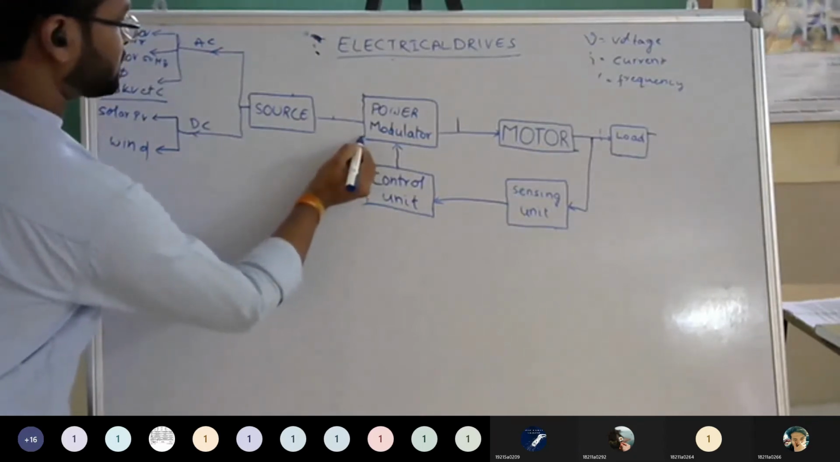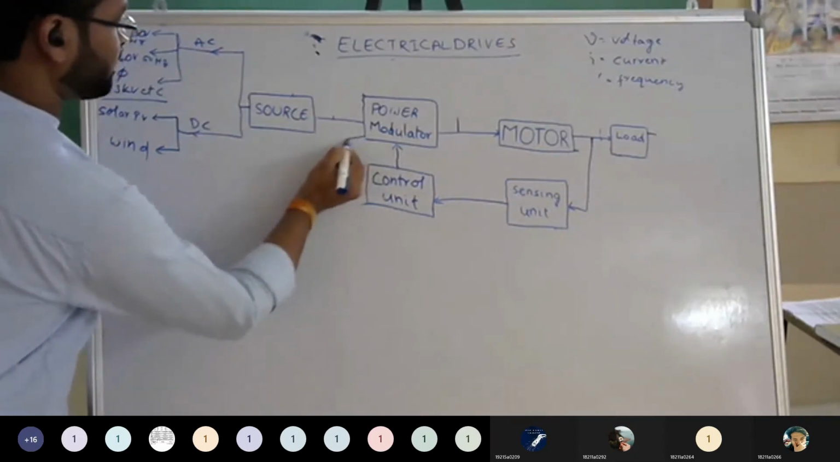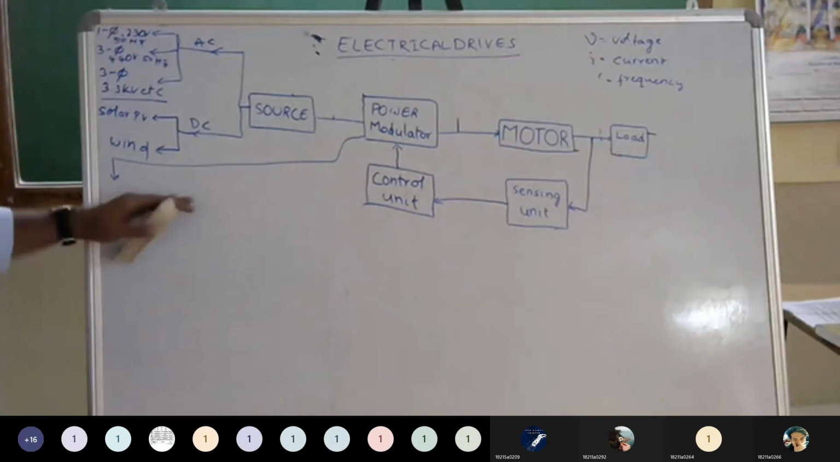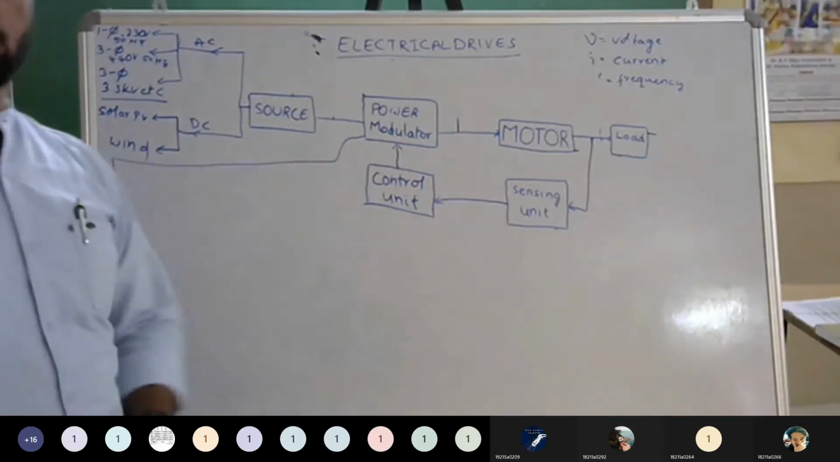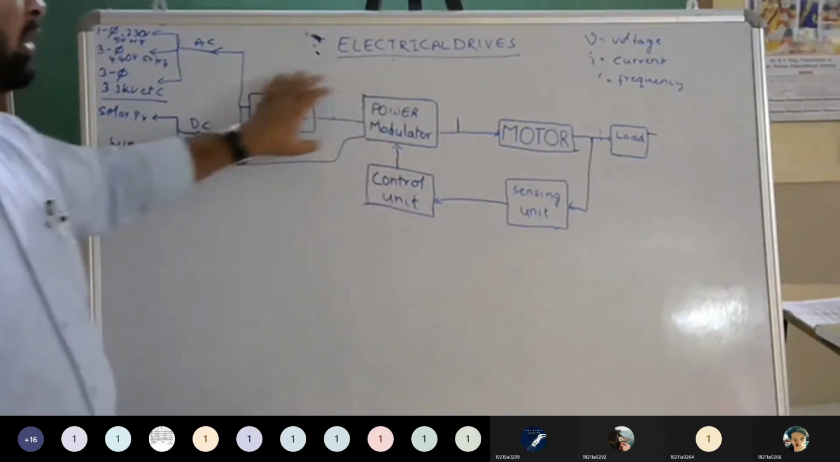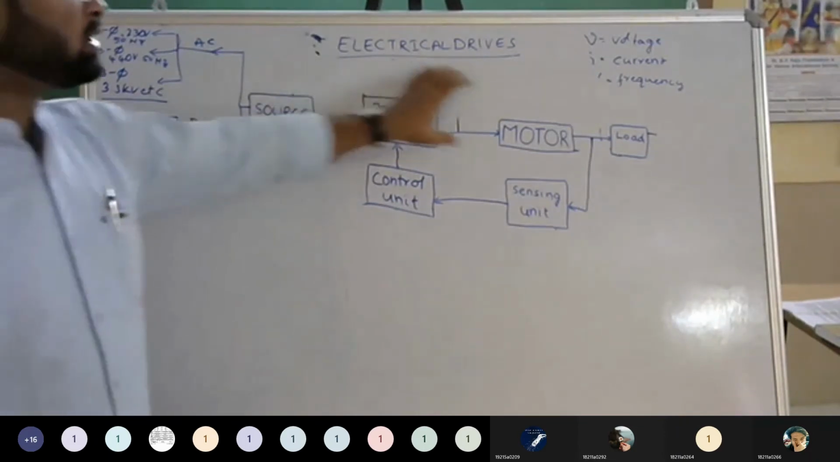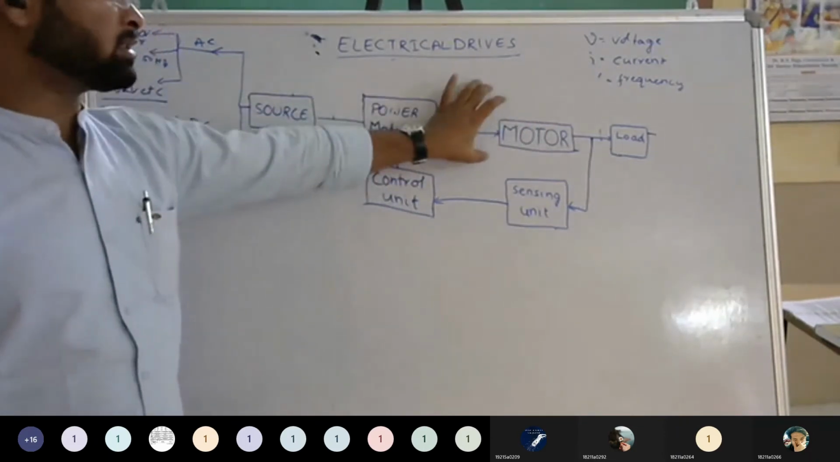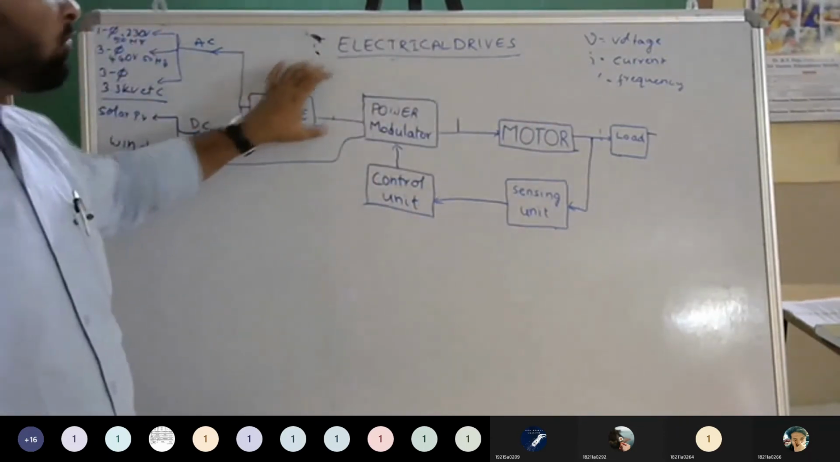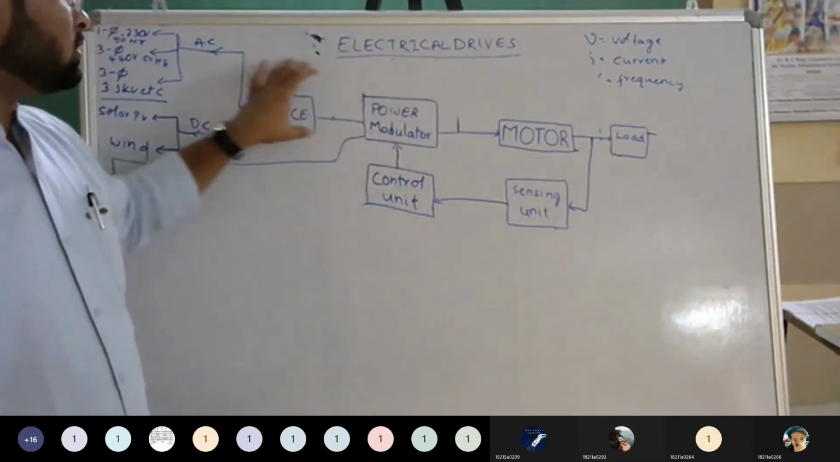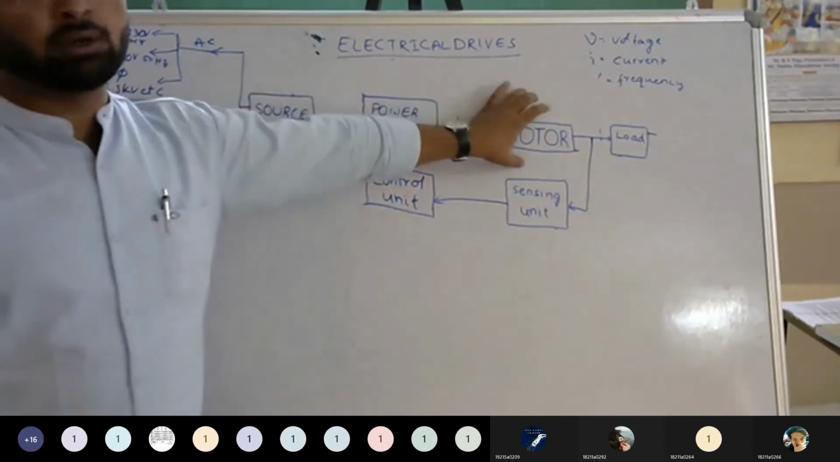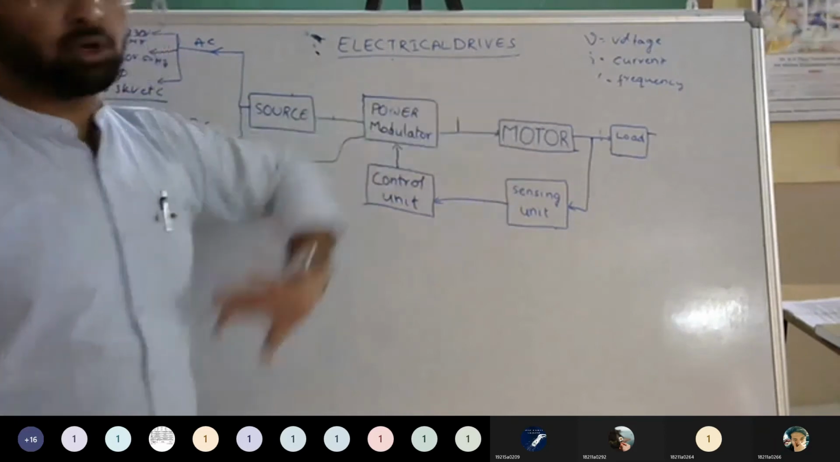So the second thing is the power modulator. We discussed what the functions of a power modulator are. It will limit the source current, and also it will generate the supply according to the load torque characteristics. It has to supply the energy from one form to another form. And the fourth one is it will select the motoring mode or braking mode of the motor.